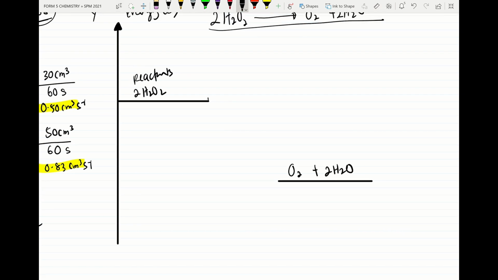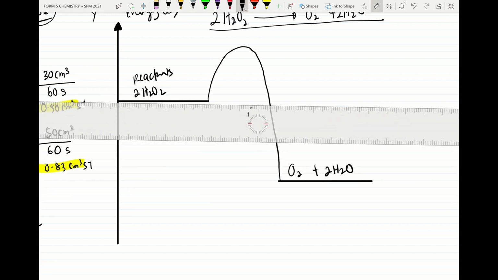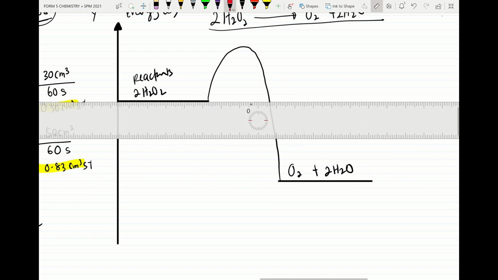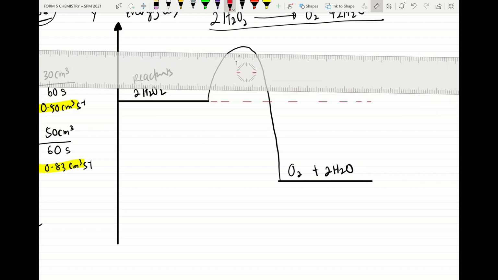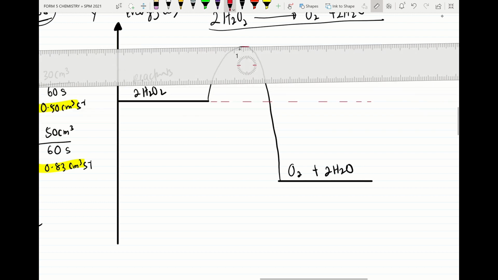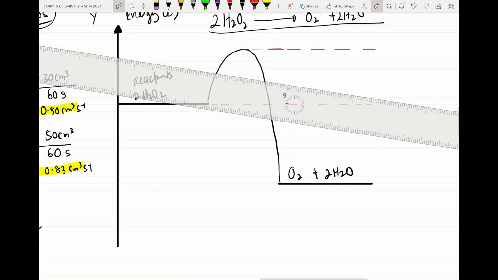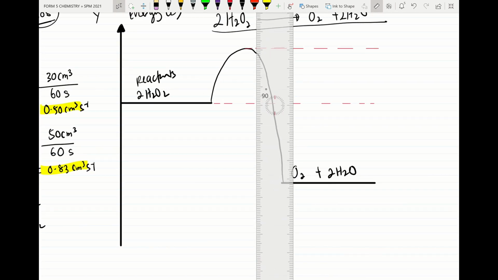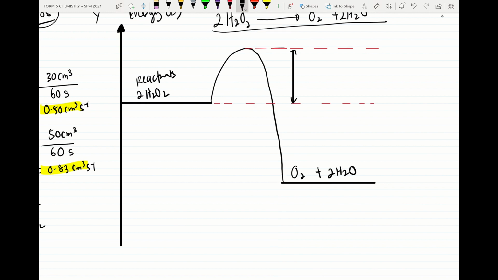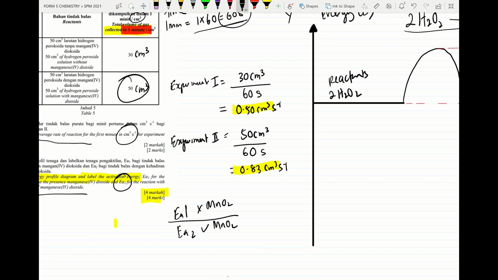All right, then we try to draw a curve like this. From the reactant, we bring a dotted line until the end of the product, and we move up here. We draw a line, and this is our activation energy without the presence of catalyst. So this is the EA without the presence of catalyst. We put EA1 for the reaction without the presence of catalyst.